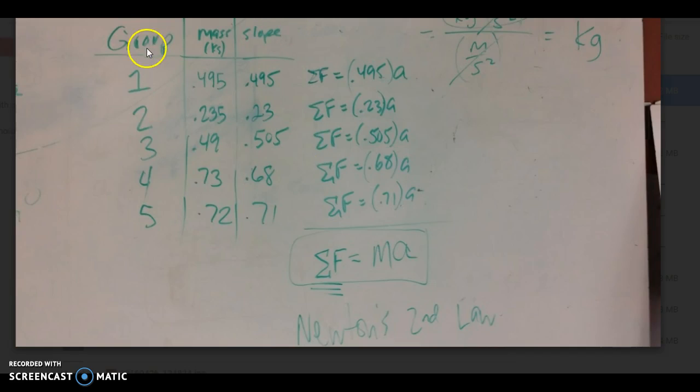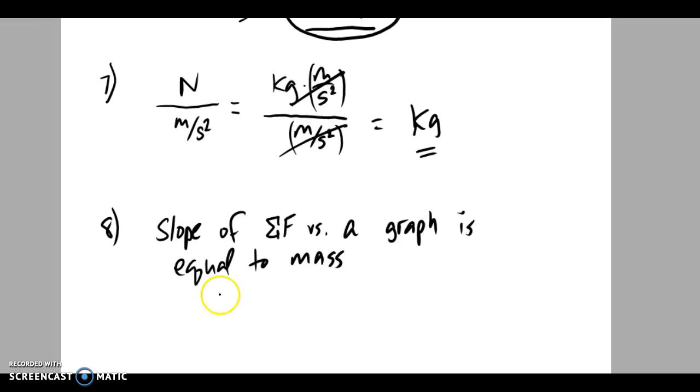Well, here's a whiteboard for several groups in block 3. This was the mass of their cart, and this was the slope of the graph. And you can see those values are very similar, and we know that the units are the same, kilograms, so it seems that the slope is indeed the mass. So a response for number 8 should be: slope of net force versus acceleration graph is equal to the mass.